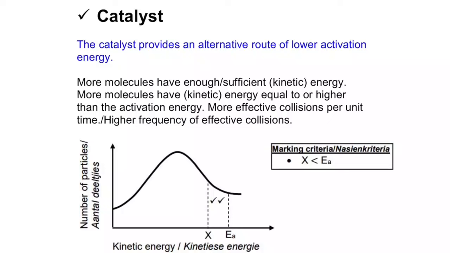So the Maxwell-Boltzmann distribution curve, let's take a look at it. I've extracted this from a past exam question. This is part of the memo, that's why it says marking criteria here. So take a look at this. Point X is the lower activation energy provided by the addition of a catalyst. This is where the activation energy was located, but after the addition of a catalyst, point X is the lower activation energy, right? Because the activation energy has been lowered, more particles will have kinetic energy that is sufficient to make a fruitful chemical reaction, an effective collision, and hence the rate of reaction increases.